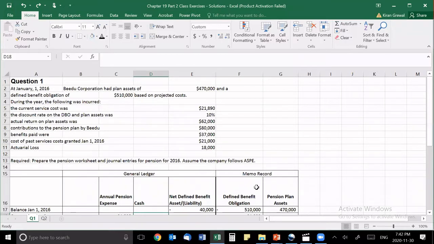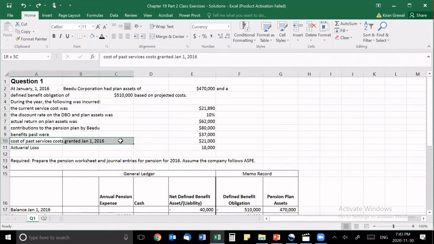Okay, so before we get started inputting things into our worksheet, why don't we calculate the interest cost so we have that available for us when we start inputting. So like I said, usually we're going to take our discount rate and multiply it by the defined benefit obligation at the beginning balance at the beginning of the year.